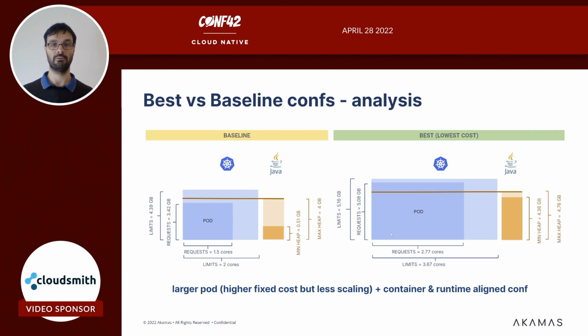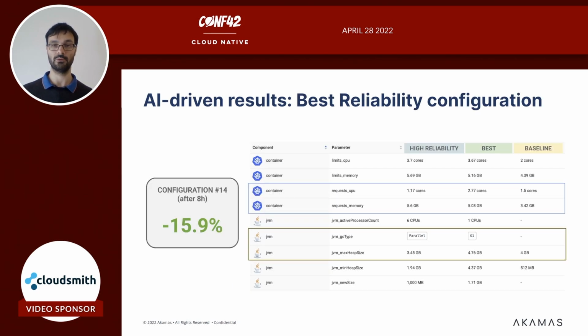Let's now have a look at another configuration found by ML at experiment number 14, after about 8 hours of automated optimization. We label this configuration high reliability, for a reason that will be clear in a minute. The score for this configuration, while not as good as the best configuration, also provided about 60% cost reduction. So this can be considered also an interesting configuration with respect to the cost efficiency goal.